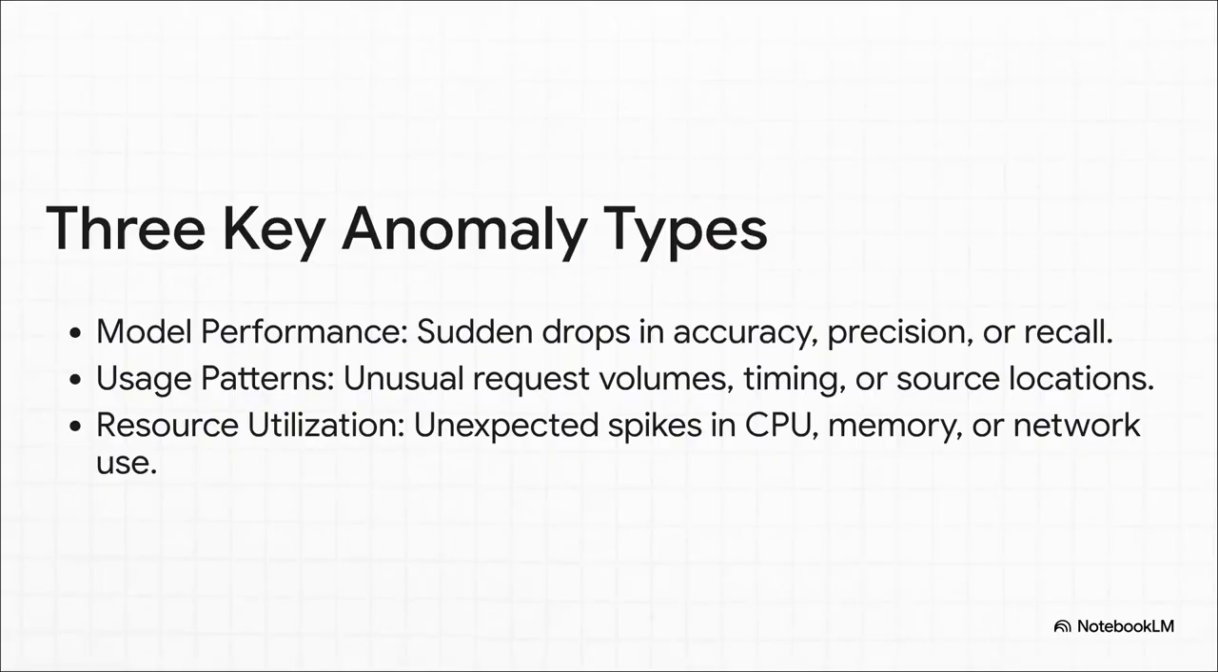So what kind of weird stuff are we looking for? Well, it usually falls into 3 big buckets. First, you've got model performance anomalies, like a sudden nosedive in accuracy. Second, there are usage pattern anomalies, maybe a huge spike in requests from a country you never get traffic from. And third, resource utilization anomalies, like the CPU or memory suddenly getting maxed out for no reason. Each one of these is a clue.